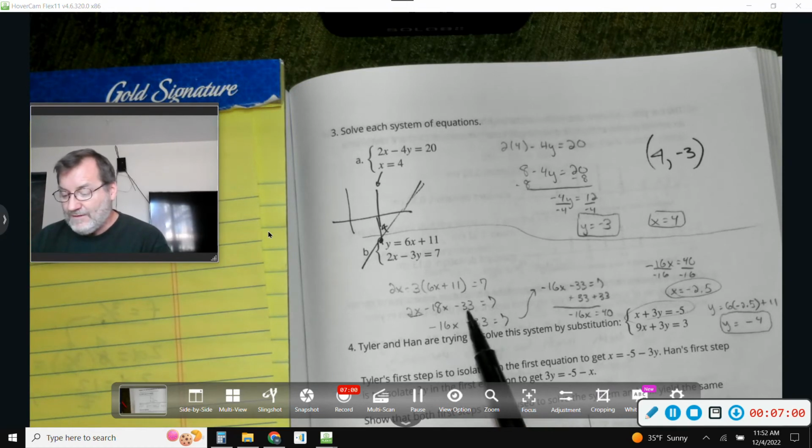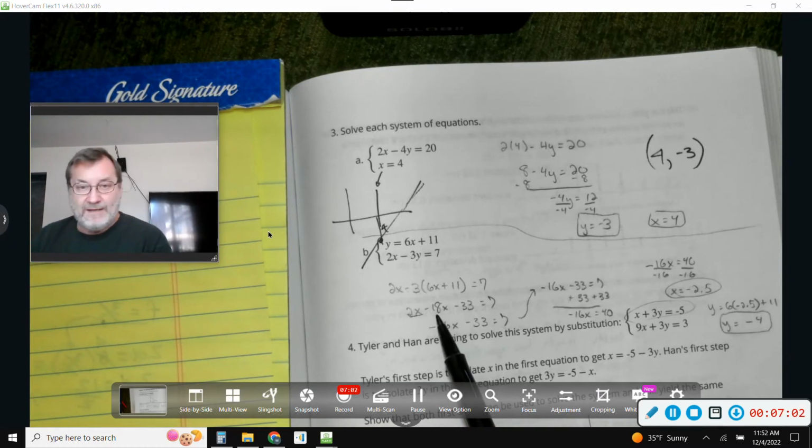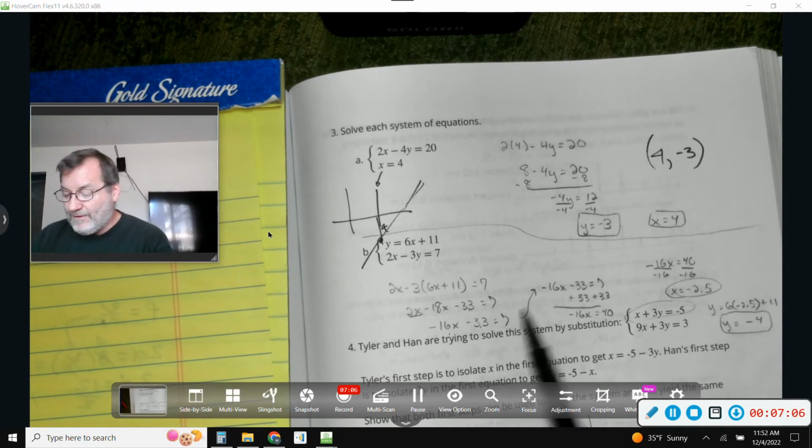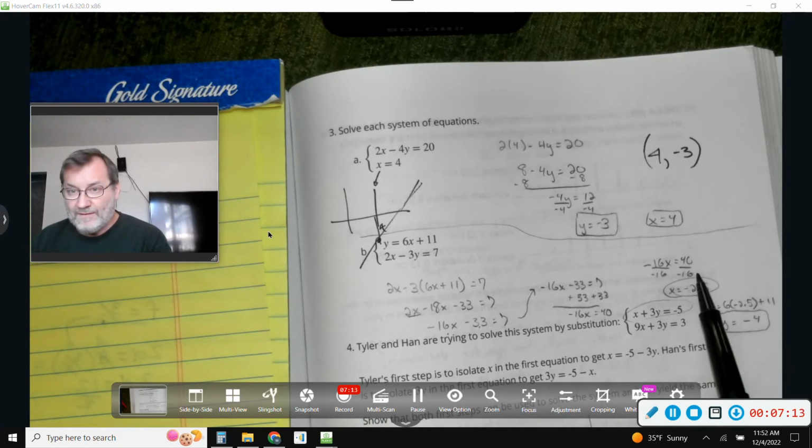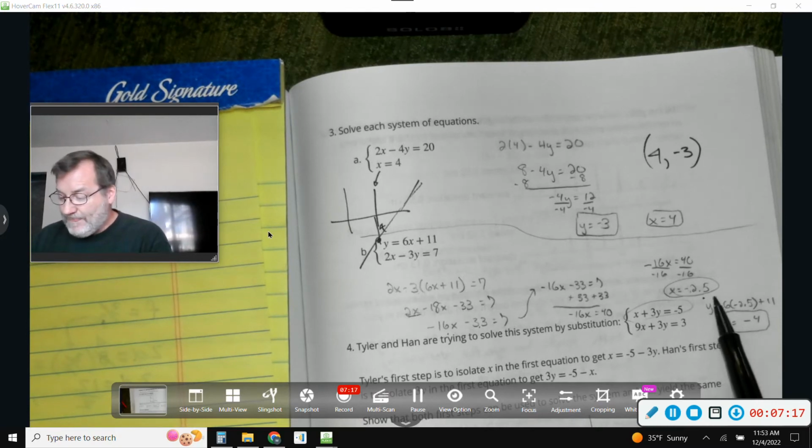So I have all this. The plus 2 and the minus 18 combined for a negative 16x. And I can move the 33 to the other side, which is what they did here. So negative 16x equals 40. Divide both sides by negative 16. Your x is negative 2.5. All right.